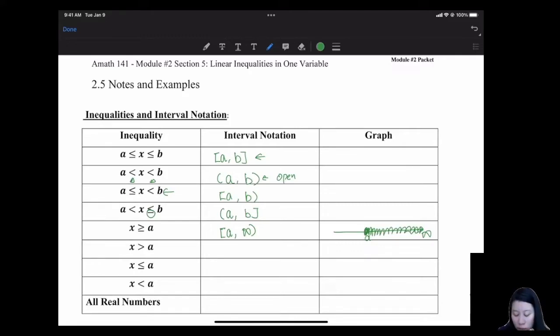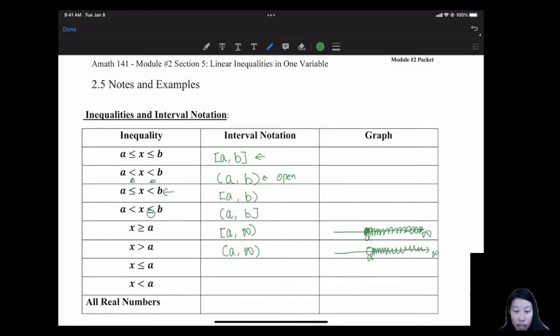So just greater than a means not including a. Everything greater than a, that means from a to infinity. So that gives you parentheses. Since infinity means you will never be able to include infinity, you always have parentheses. Okay, a circle, and then all the way to infinity.